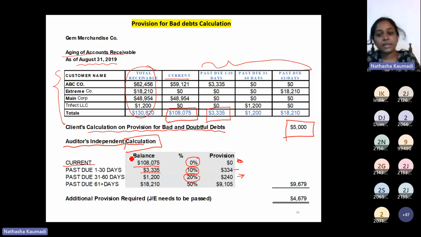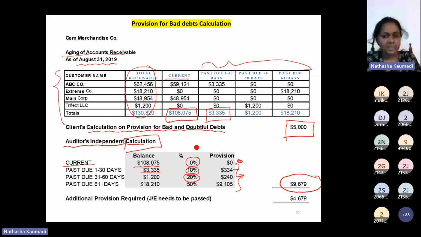And then the next one, 3 months late, 61 plus days old, 18,000. 50% of this balance will not be received. So the estimation is 50% of this very old balance will not be received. So you will have to make a provision. So when you take all these balances together, the value is 9,679. So the auditor is computing the balances like this.